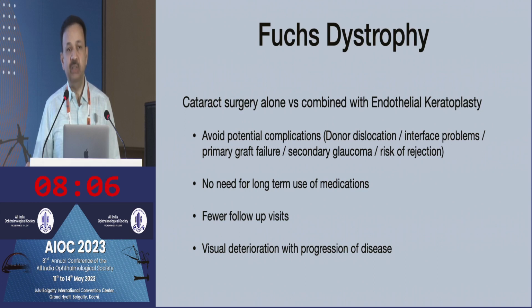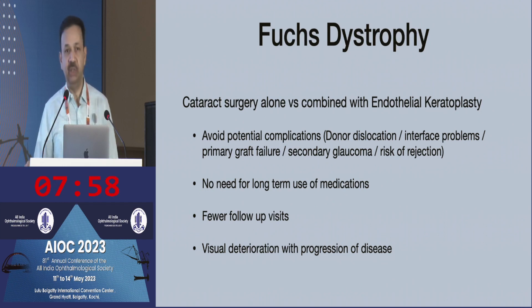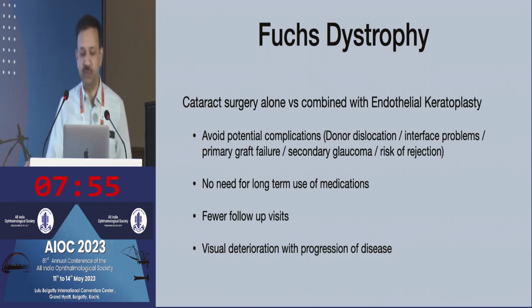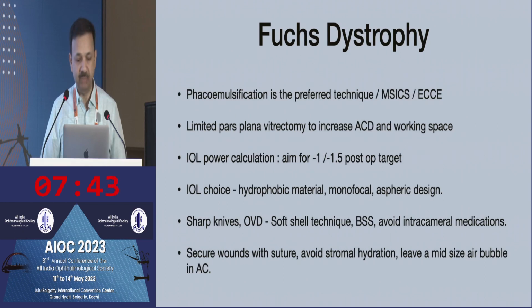So the advantage of doing a cataract surgery alone in the presence of endothelial disease is that you can avoid all the complications which are associated with corneal transplantation. You don't need to put the patient on steroids for long term, thereby avoiding glaucoma and the risk of rejection, and you don't need to see them too frequently. But as it's a progressive disease like Fuchs dystrophy, you will have visual deterioration over a period of time.